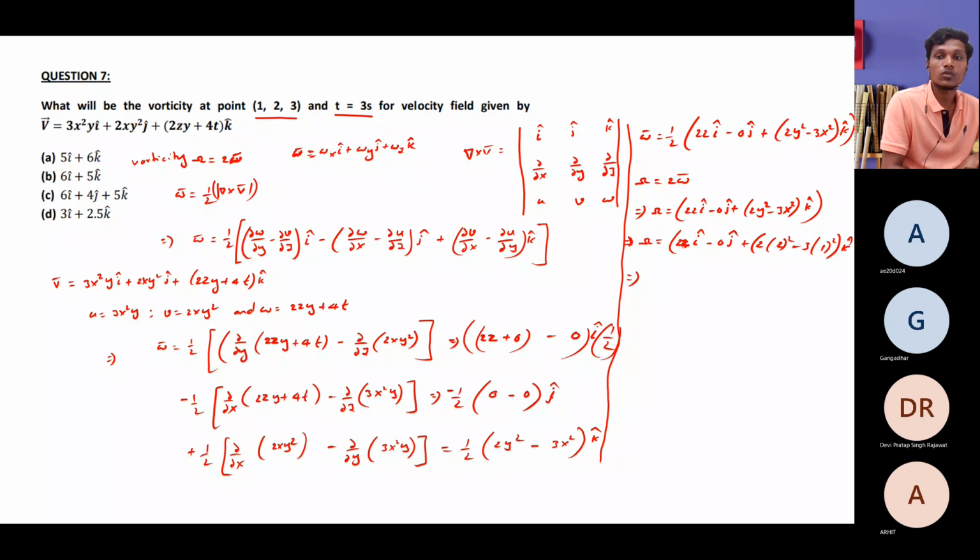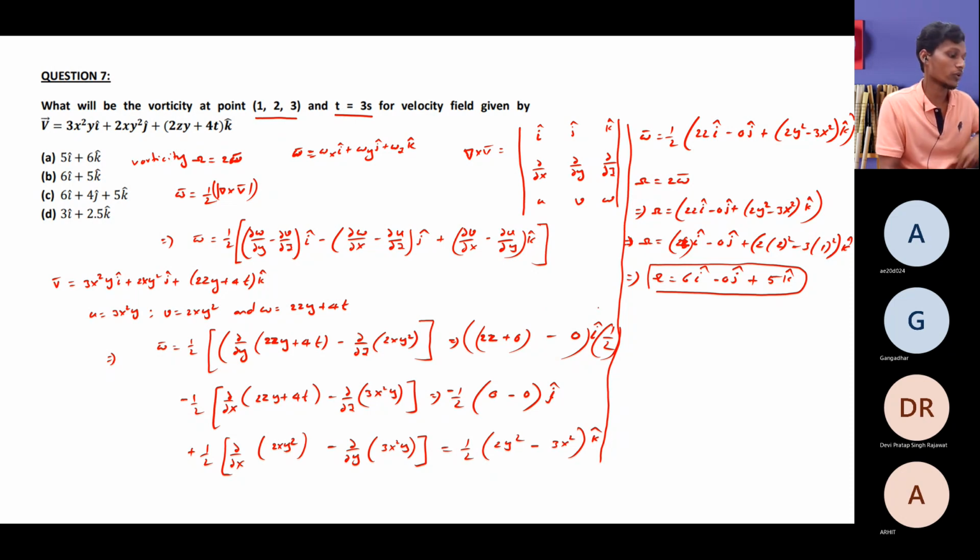Then you substitute z equal to 3 here, then omega equals 6 i cap minus 0 j cap plus 8 minus 3, you will get 5 k cap. This is your omega, or the vorticity equation. So this is how we need to find the solution for the vorticity vector from the given velocity field. Any questions?